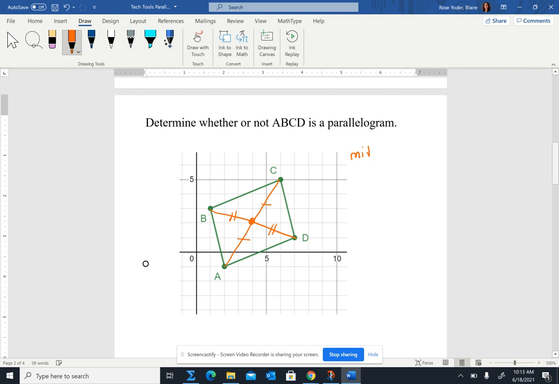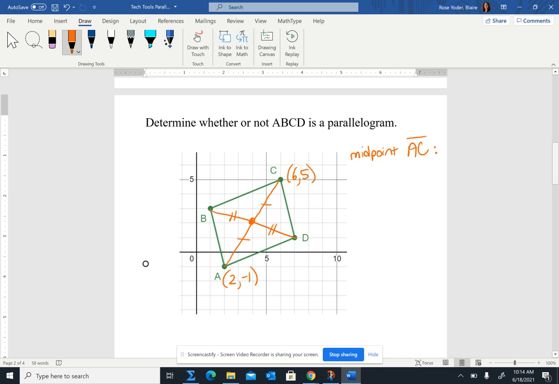So first, let's find the midpoint of AC. So let's see what these coordinates are. A is at 2, -1, and C is at 6, 5. So I can kind of eyeball the midpoint and see that it looks like it's at about 4, 2. But let's actually calculate it and make sure.